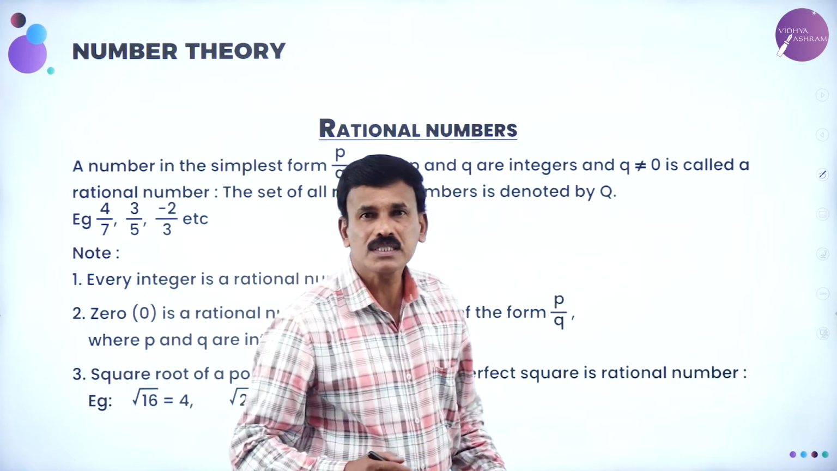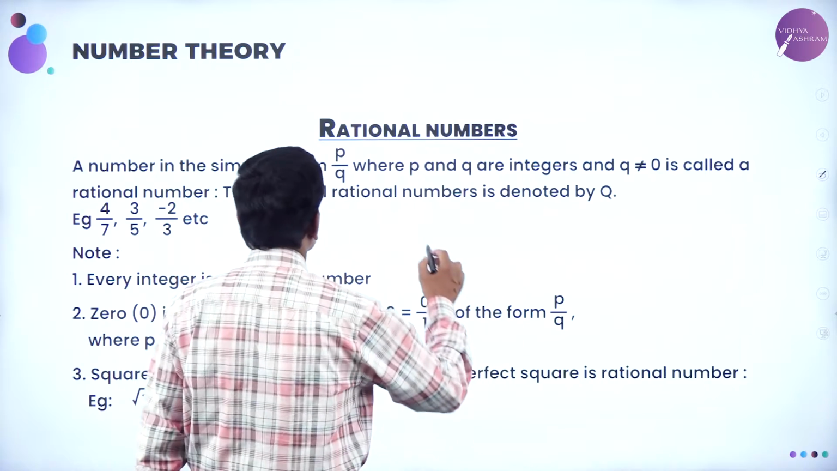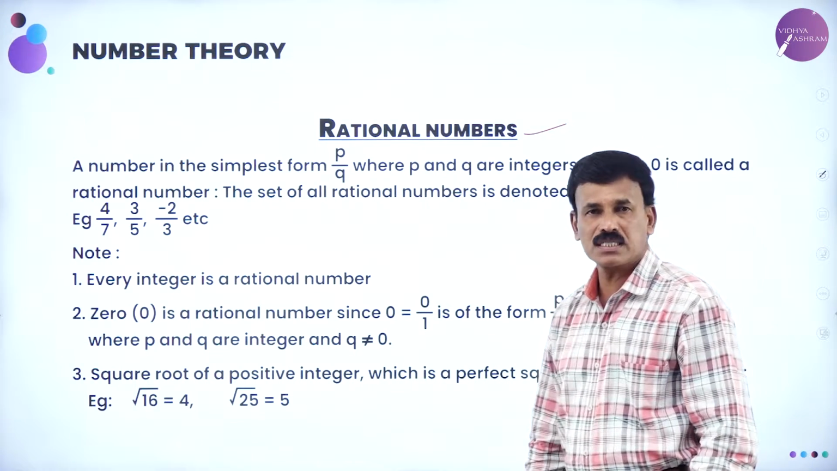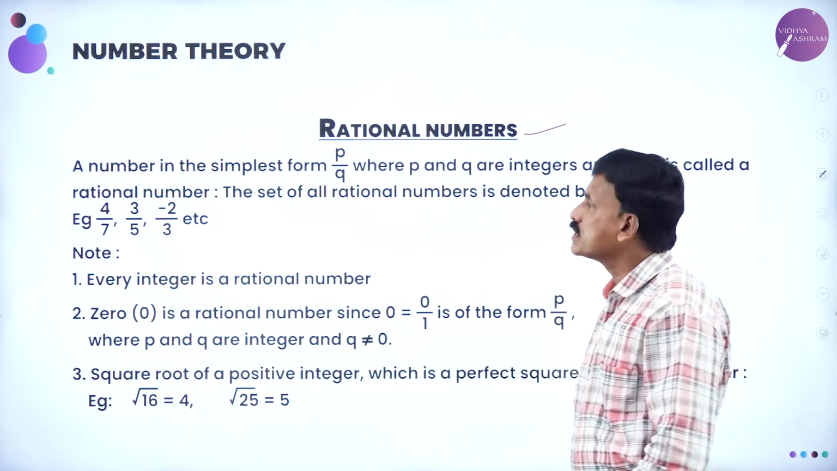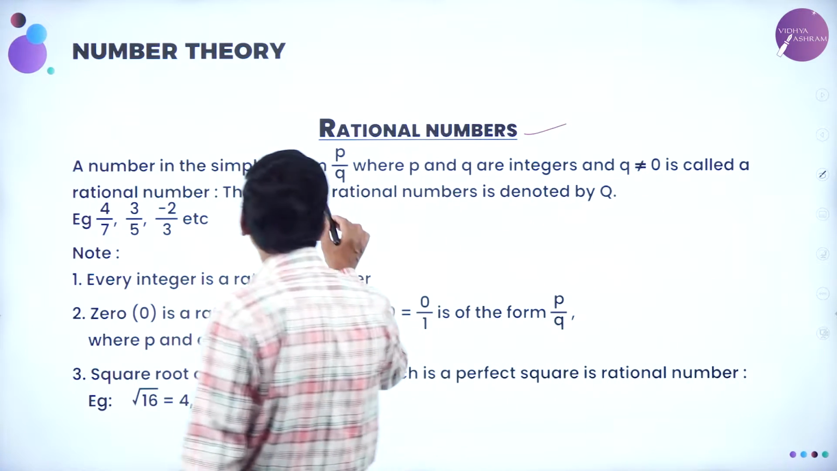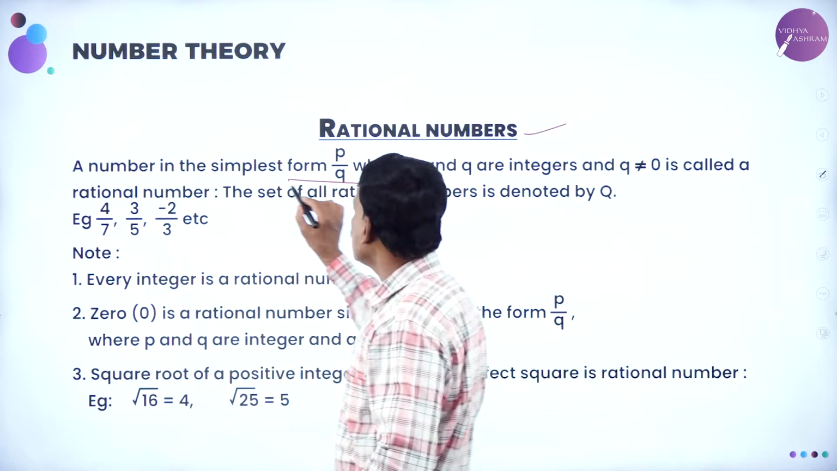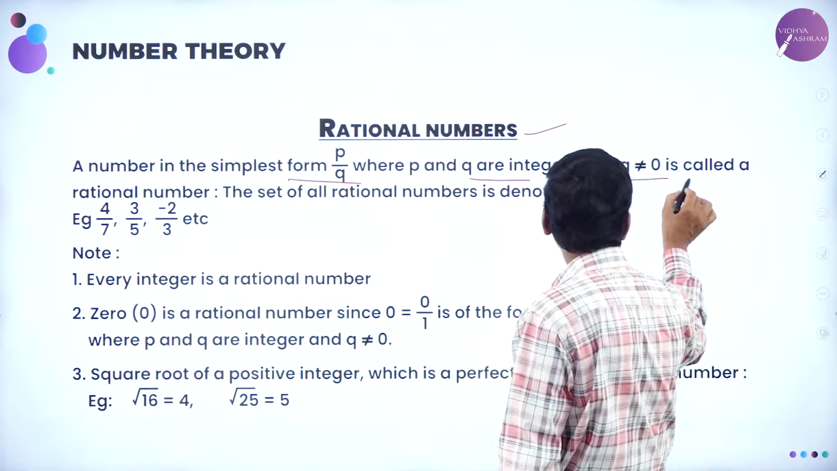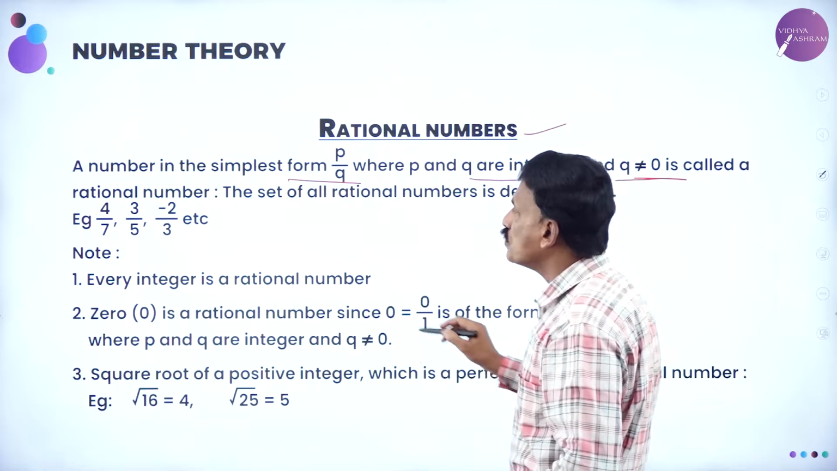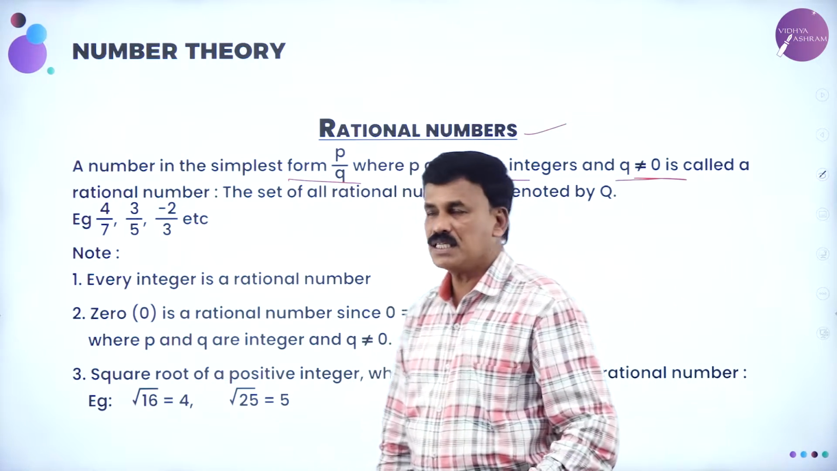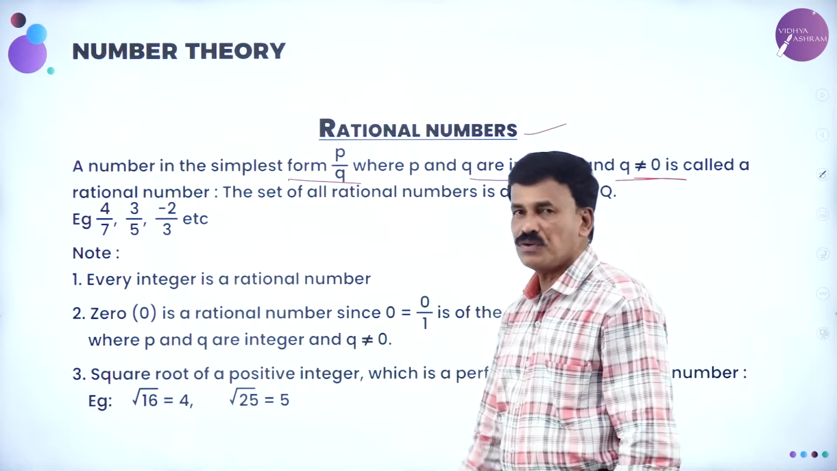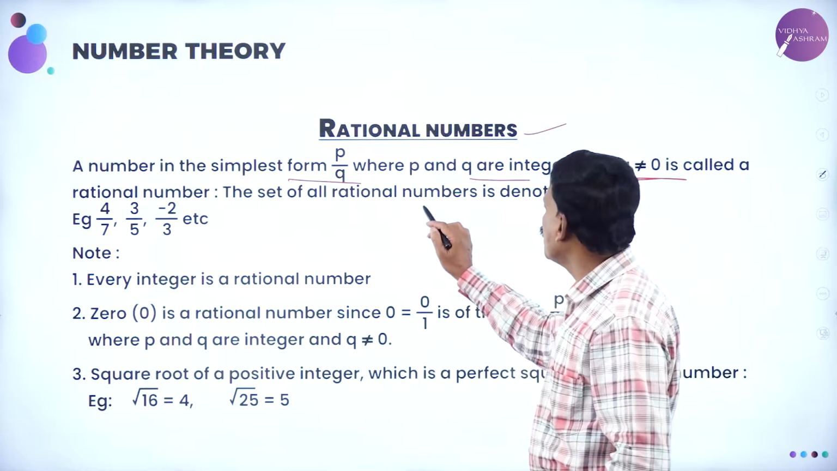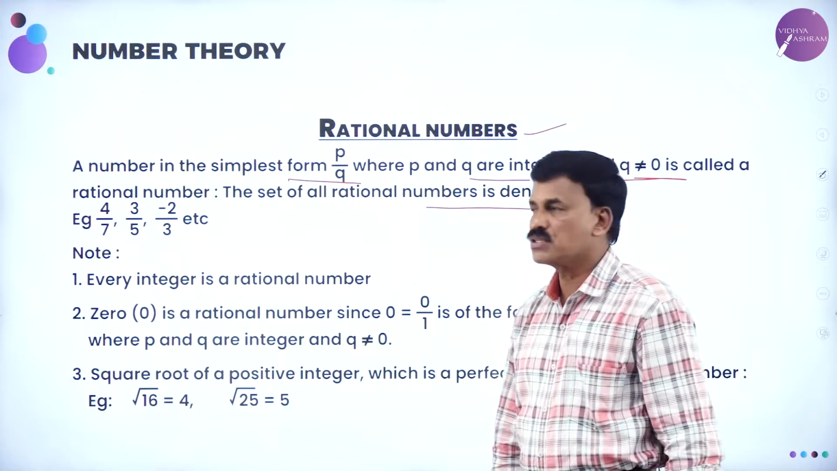Okay. Now let us come to the next very important concept, that is rational numbers. First let me discuss rational number, then irrational numbers. Now any number of the form p by q, a number in the simplest form p by q where p and q are integers and q is not equal to 0 is called a rational number. Any numbers of the form p by q where q denominator is not equal to 0 is called a rational number. The set of rational numbers is denoted as Q.